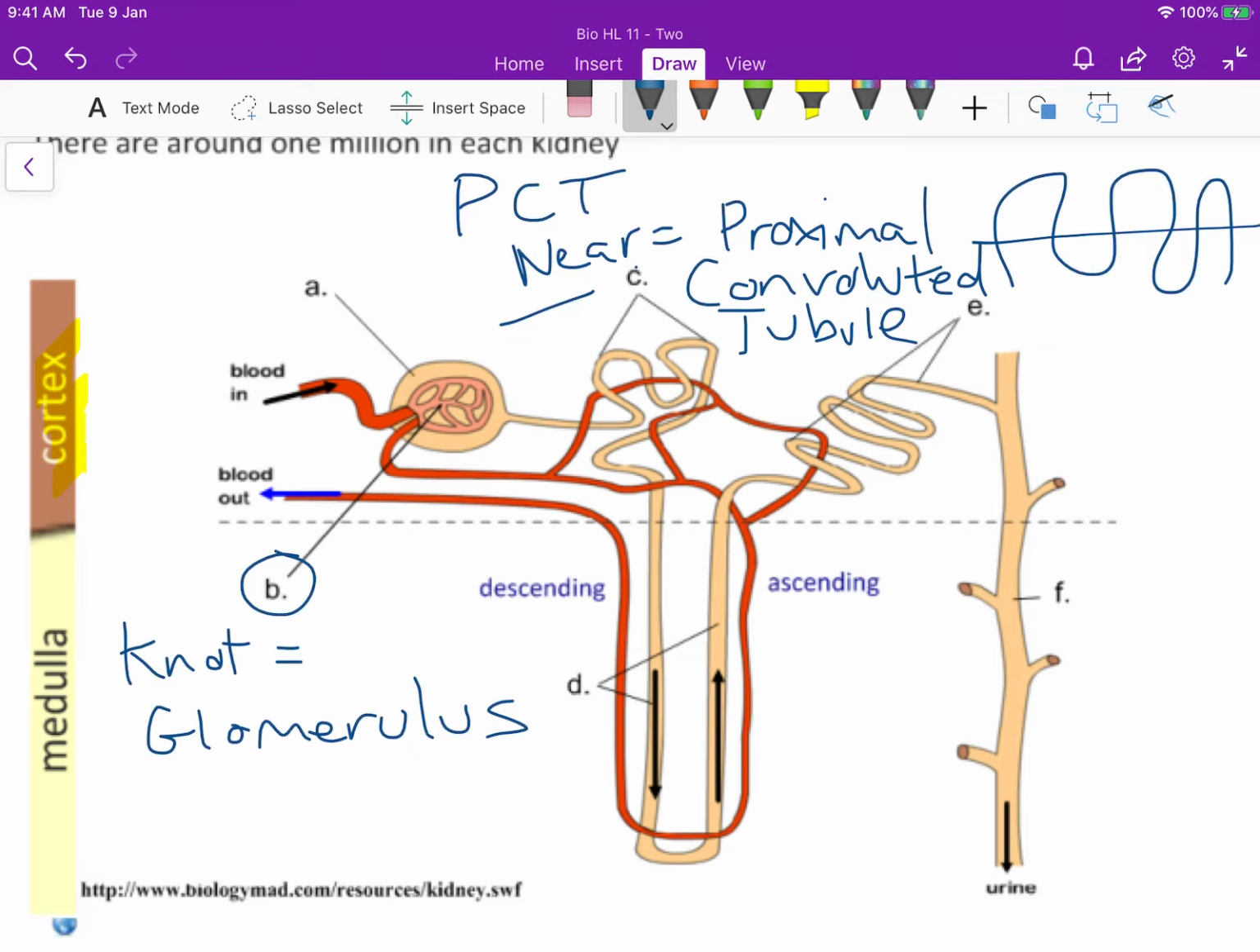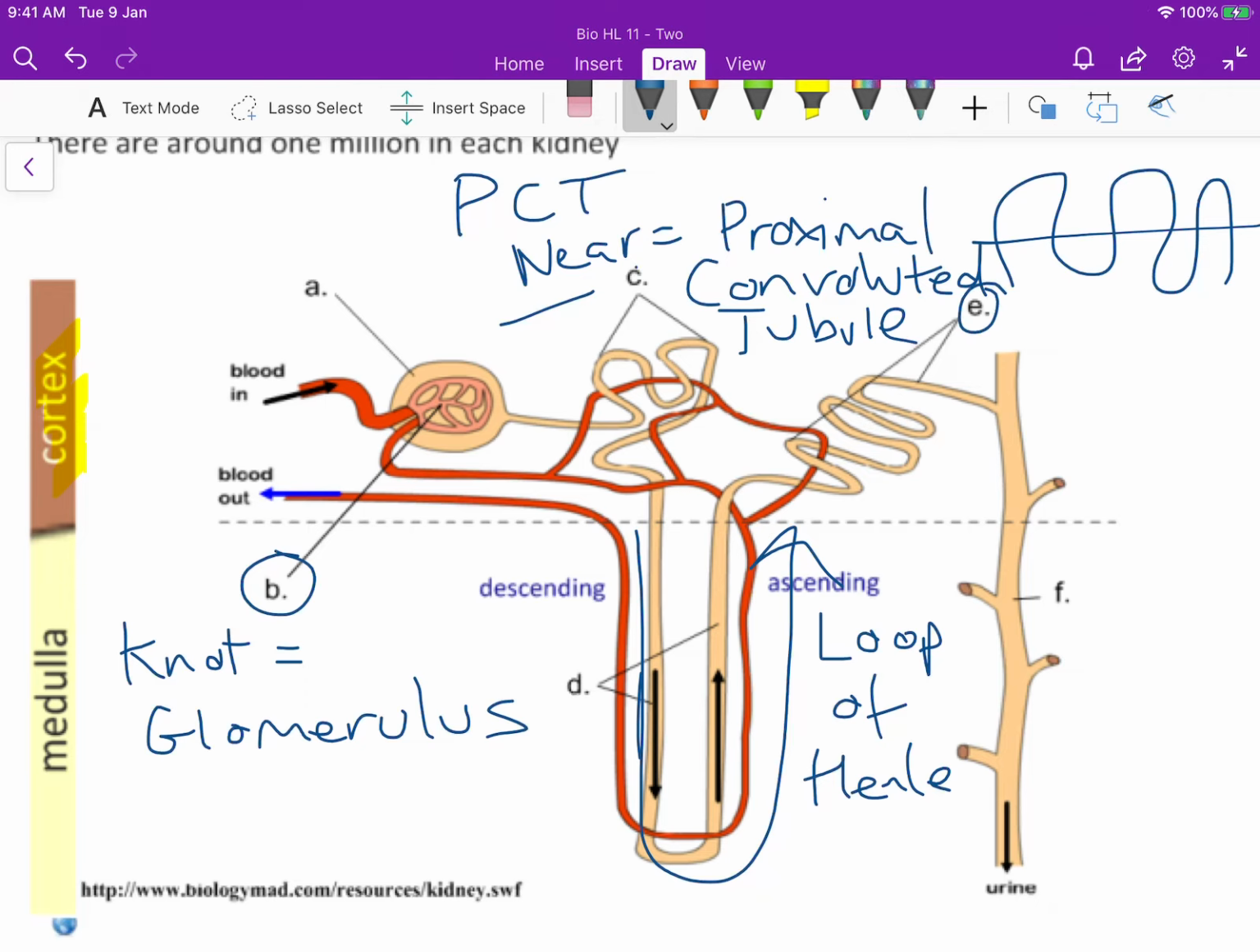Okay, then we go down to D. Because it goes all the way down and all the way back up again in a loop, this is the loop of Henle. The loop of Henle goes all the way down and all the way back up. This is where we're going to get a lot of absorption of the remaining bits of water. As we said in the previous bit, we're now down into the medulla. This is where osmoregulation is taking place.